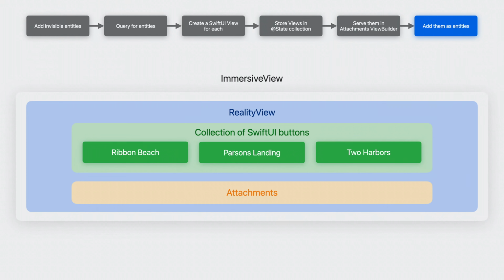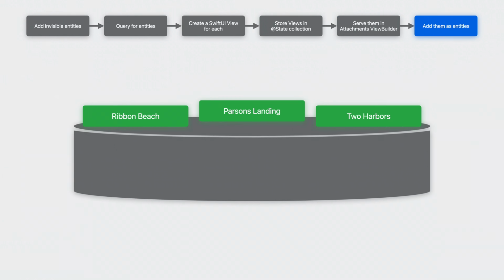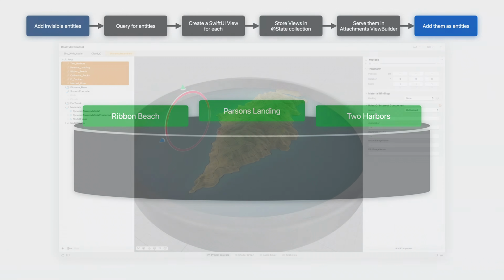That's why we can add them to our entity hierarchy. In the update closure, we add our attachment entities to the scene, positioned floating above each of our invisible entities. Now they will show up visually when we look at our diorama scene. Let's see how each of these steps is done.